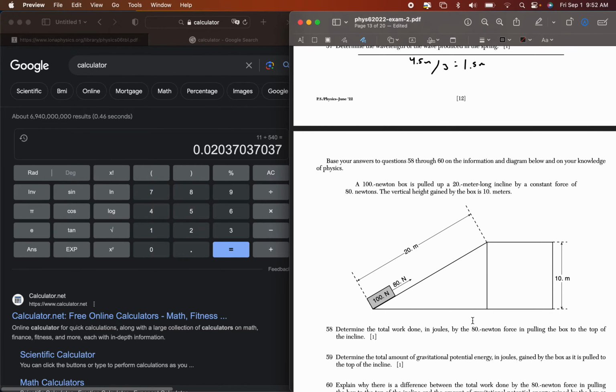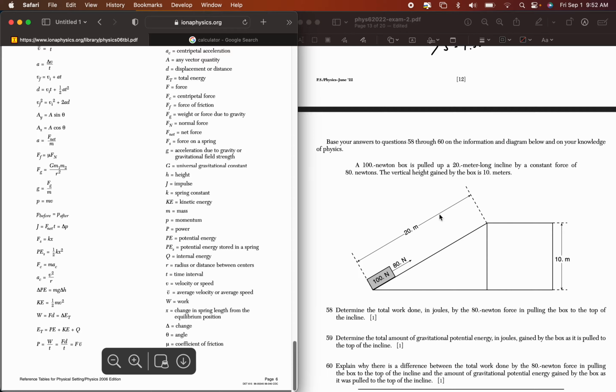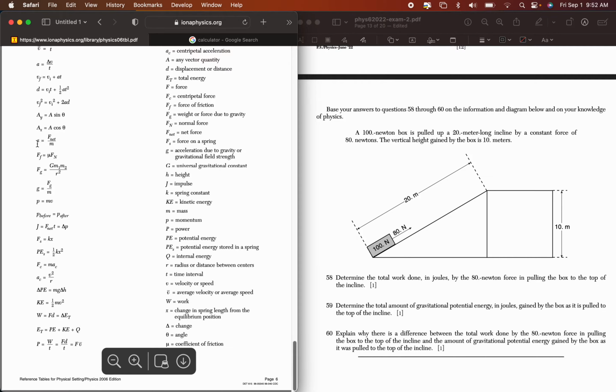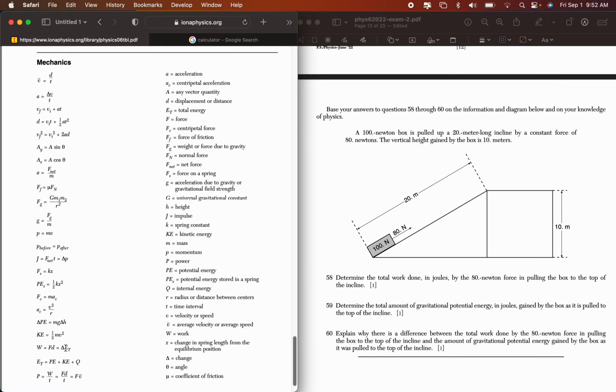Okay, next. A 100 newton box is pulled up a 20 meter long incline by a constant force of 80 newtons. The vertical height gained by the box is 10 meters. Determine the total work done in joules. Okay. So what is the work formula? The work formula is equal to the force times the displacement.